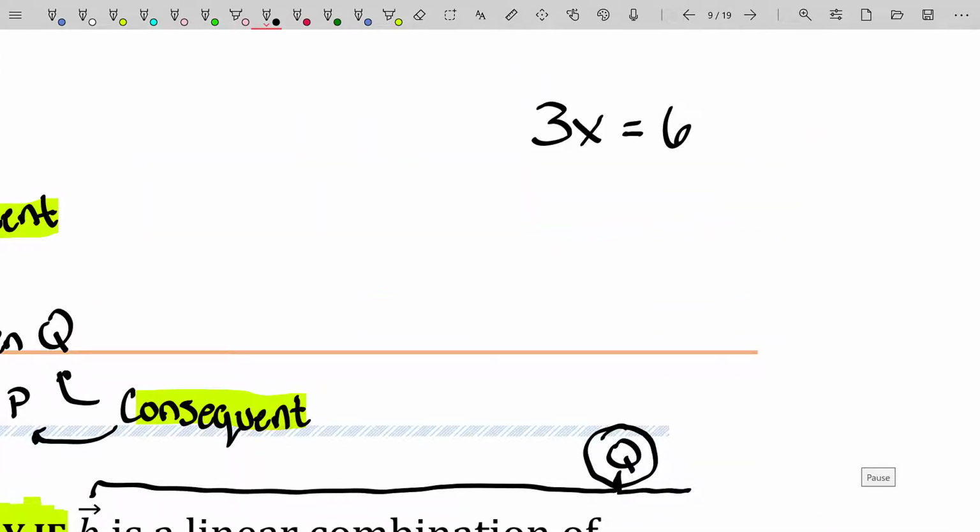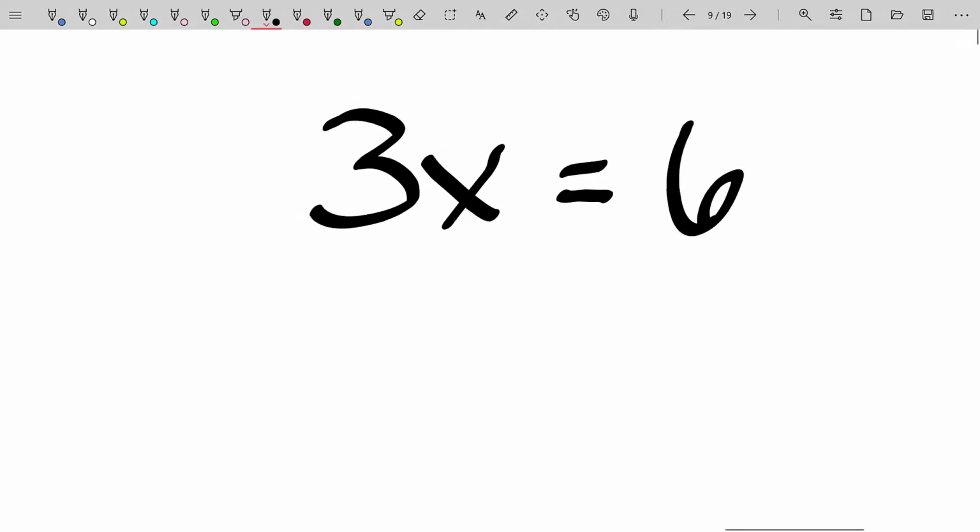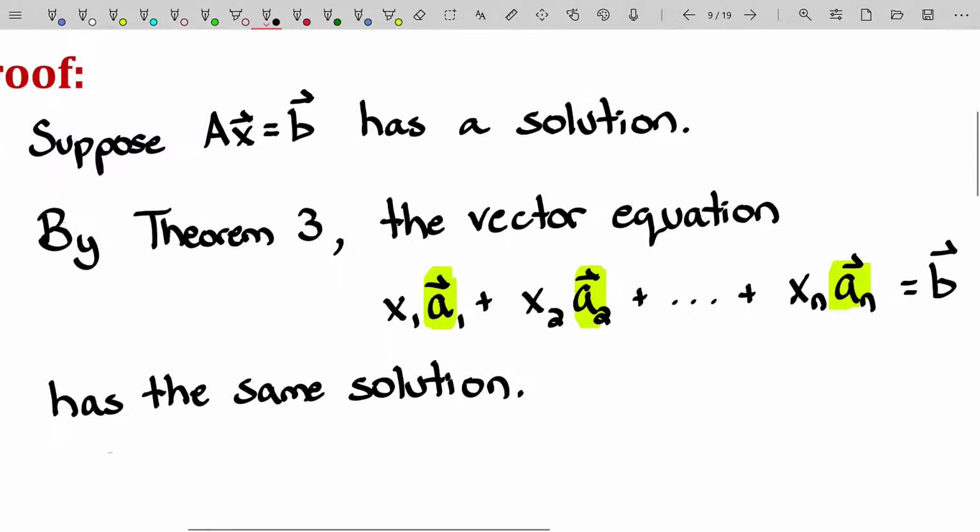The solution is not x. The solution we know is going to be 2. So we're not saying that x is the solution, it's 2 is the solution. We just haven't stated it out loud. Just like with this matrix equation right here, if we say Ax equals b has a solution, we haven't actually stated the true solution yet.